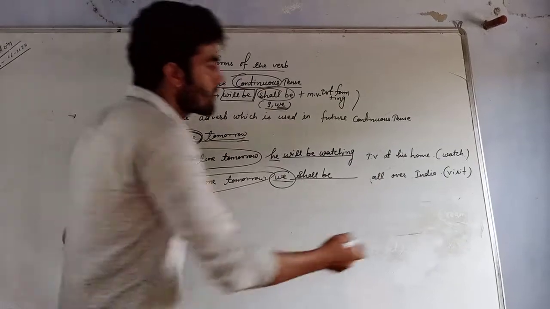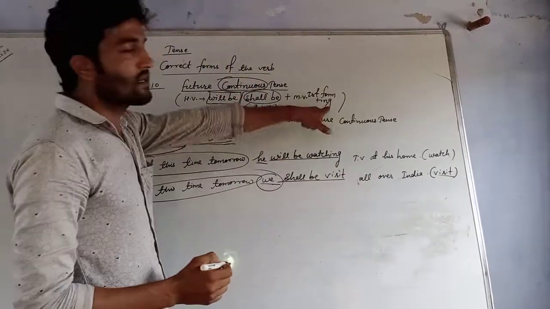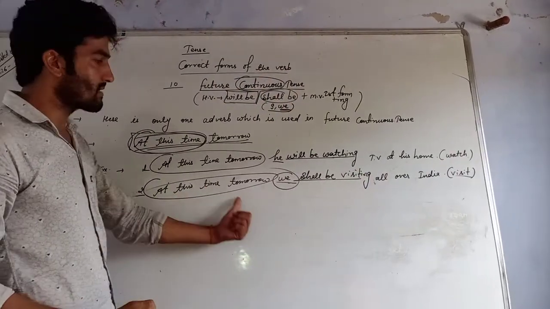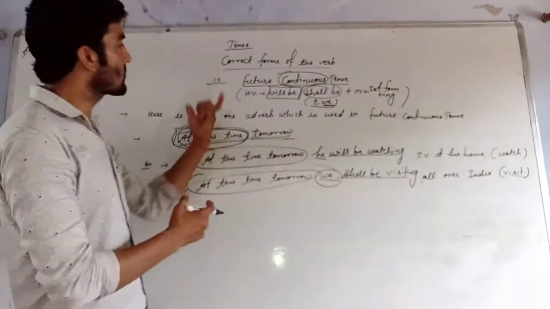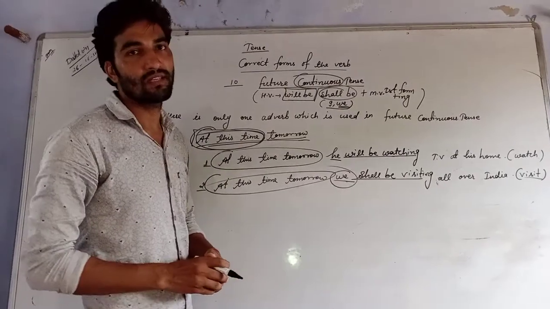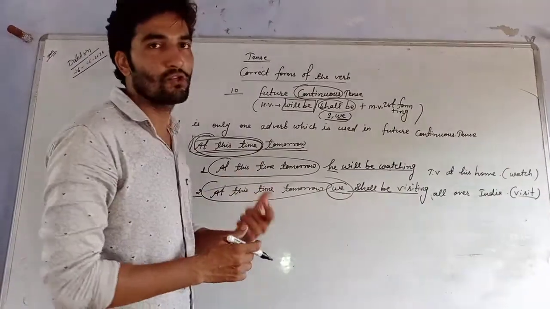First form of verb. The verb is visit, and with it ing will be used. So, visiting. It comes: at this time tomorrow we shall be visiting all over India. So this is your next part, the 10th part, future continuous tense, which is completed, and moving on to the next part, future perfect tense.